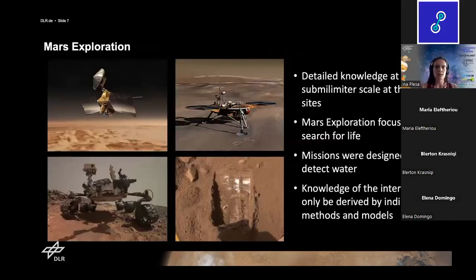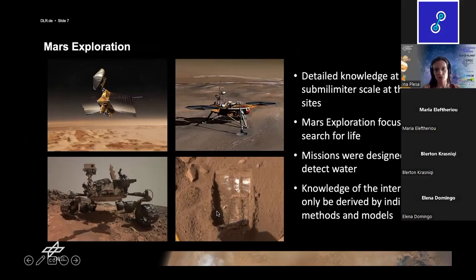Now, most of the time, the data that we have depends on what kind of instruments or missions we have. So we have sub-millimeter scale detailed knowledge at landing sites where we have landed spacecraft. For example, here, this is the Phoenix lander that landed close to the Martian North Pole, or at the locations where we had rovers on Mars. And Mars exploration typically focused on the search for life and on detecting water on Mars. And this is what you can see here below.